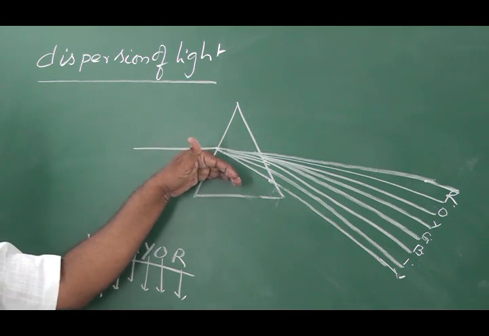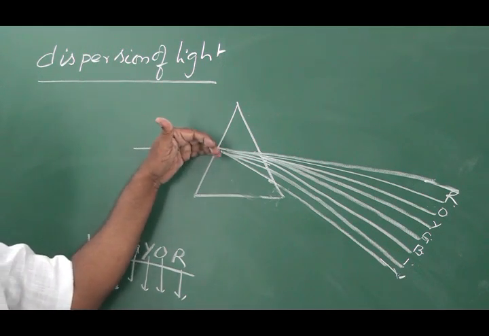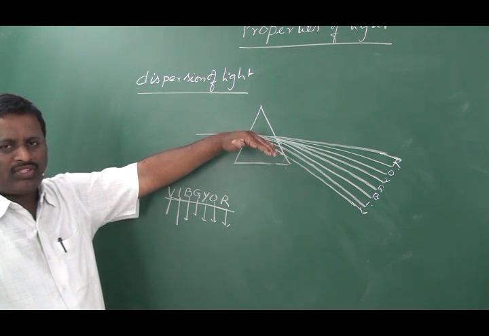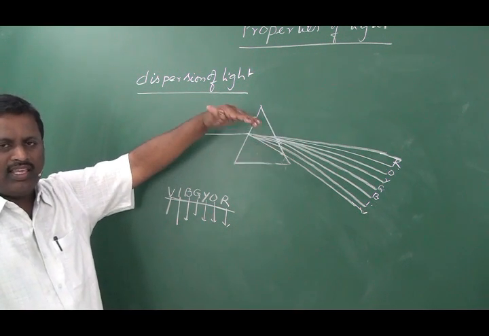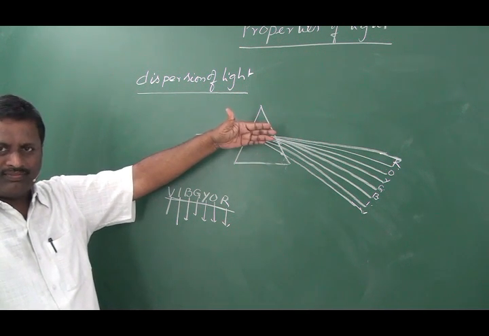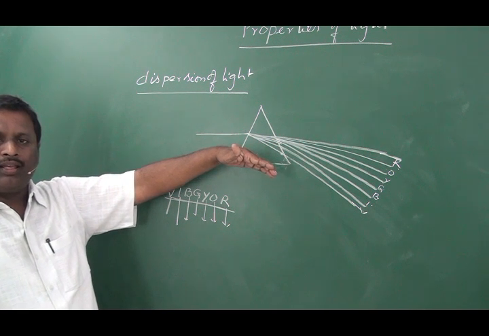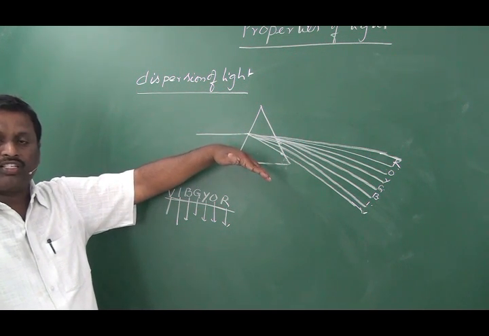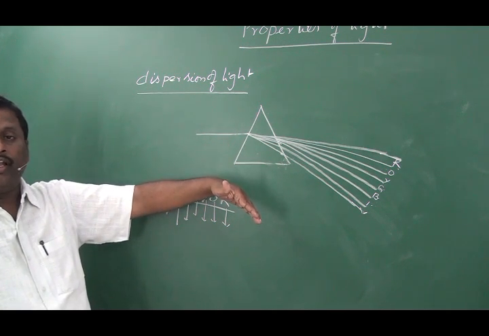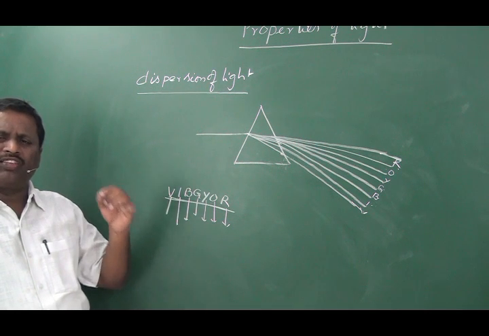When this white light is passing through a prism, when it is coming out of the prism, this white light will divide into 7 colors, because each color will have a specific wavelength. The red color wavelength is different from yellow color, and yellow color wavelength is different from orange color, and it is different from green color, and its wavelength is different from indigo, violet, etc. Each color will have a specific wavelength.